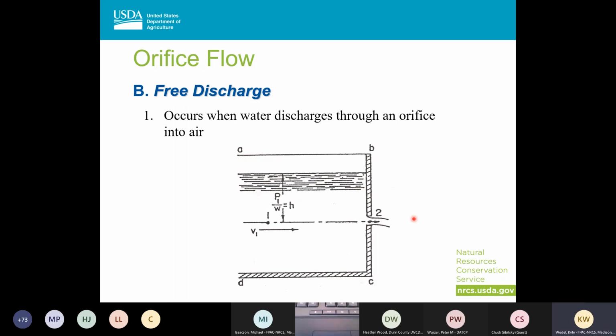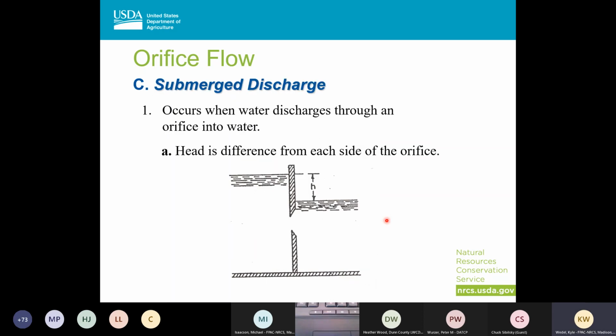Free discharge occurs when the water is discharging through the orifice into the air. In this case, I have a body of water discharging through my orifice, and it's free discharging there. There's nothing restricting it. A submerged discharge occurs when the water is discharging through the orifice into water. So here I have my body of water, and it would discharge through my orifice into another body of water, so that water is going to restrict it. When we're talking about head in these, the head will be measured from the two water surface elevations.